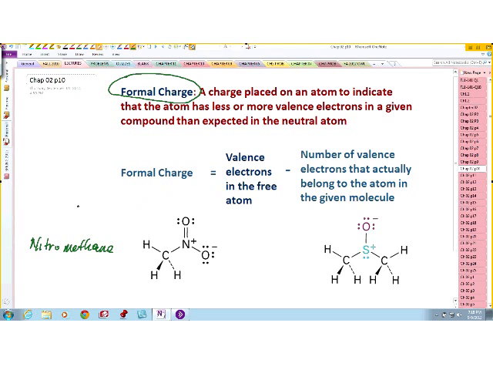And how do you get the formal charge? This is the formula I wanted to use. This is different from the formula in your book. I believe this is much easier to use. The formal charge of an atom in any given molecule is the valence electrons in the free state. So in the case of this nitrogen, what is the valence electron of nitrogen? How many valence electrons does nitrogen have in its free state? If you look at the periodic table.